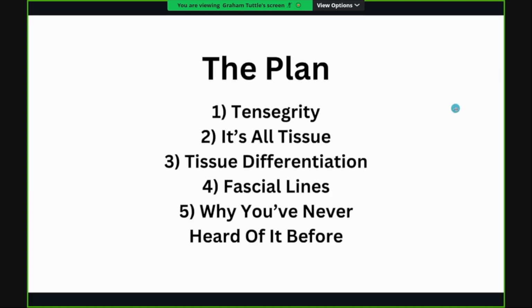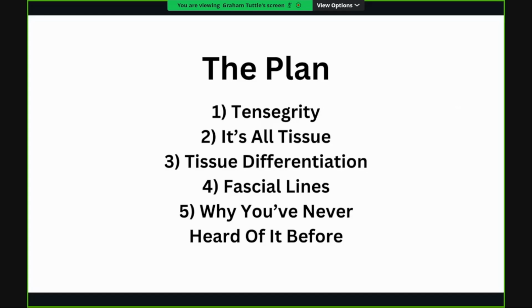So, the plan. Today we're going to talk about 5 major subjects, and we're going to start with tensegrity, which is a fancy word, but you'll know what it means, and you'll be super happy about it. Then we're talking about how a better way to think of the body is that it's all just tissue differentiation, fascial lines, and why you've never heard of it before.